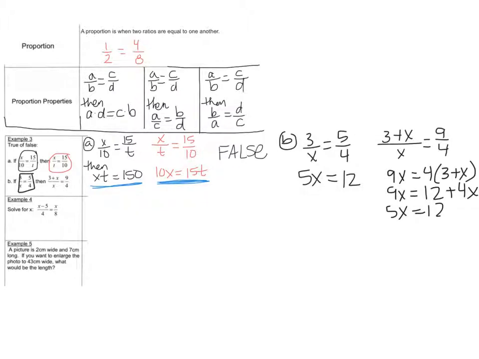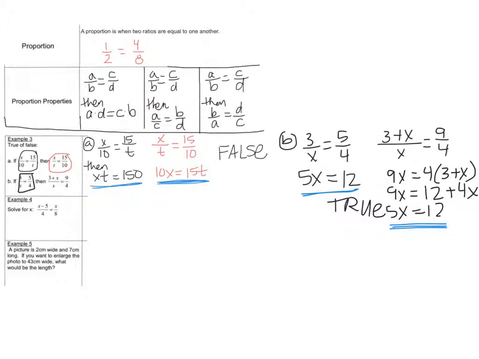And that's where I automatically notice that something happened here. I've just shown that the proportion on the left that they gave me was the same as the proportion that they gave me on the right. So to recall, they said, if this is true, is this true also? Yes. 5x equals 12 is equal to 5x equals 12. This is a true statement.